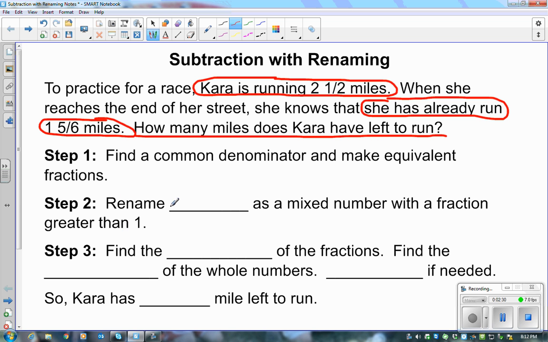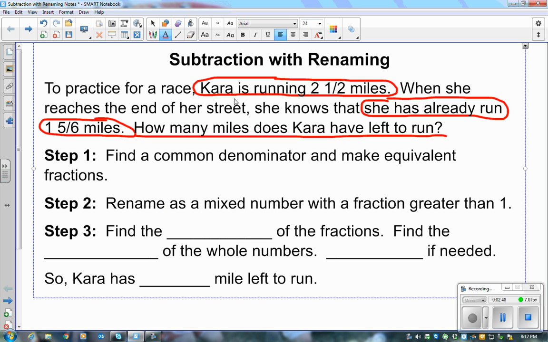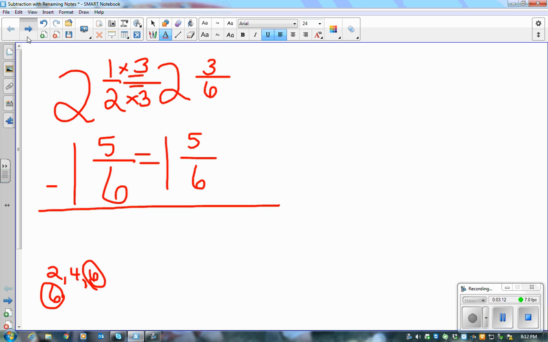So if you look at step number 2, it says to rename our 2 3/6, so our top whole number, as a mixed number with a fraction greater than 1. That sounds a little bit confusing. So let me explain what we're going to do.